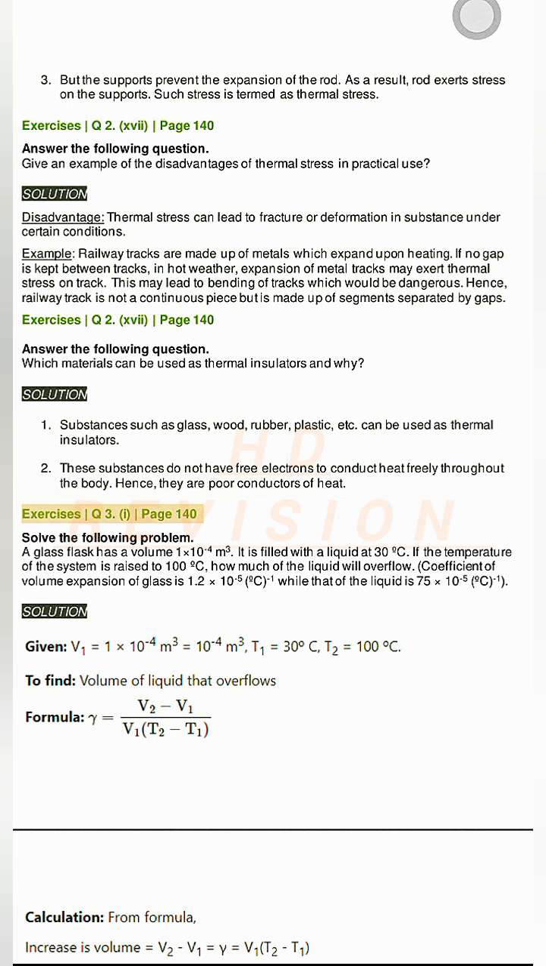Exercises Q3. Page 140. Solve the following problem. A glass flask has a volume 1 times 10 to the power 4 m3. It is filled with a liquid at 30 C. If the temperature of the system is raised to 100 C, how much of the liquid will overflow? Coefficient of volume expansion of glass is 1.2 times 10 to the power minus 5 C minus 1, while that of the liquid is 75 times 10 to the power minus 5 C minus 1.